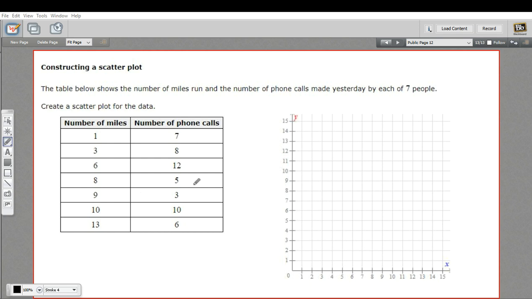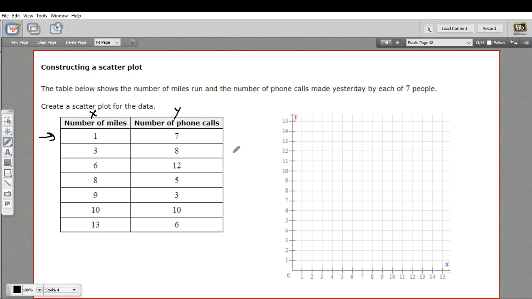And when you have two sets of numbers, so this set of numbers, the number of miles run and the number of phone calls made, this is about one person. So this represents a single thing. When you have two numbers that represent a thing, an entity, you can just make that a point on a graph. Make one number the x and the other number the y. So we can just call the number of miles run x and the number of phone calls made y. So let's go ahead and see if we can plot that.